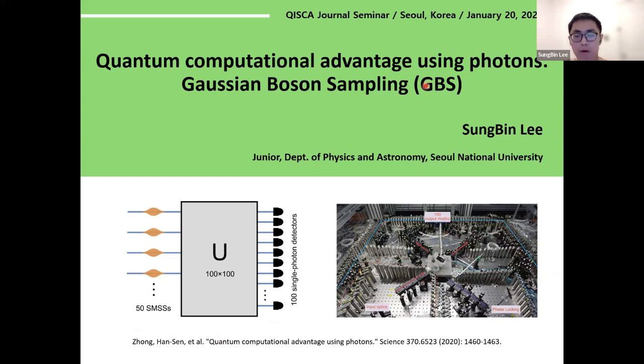It was performed by Professor Jianwei Pan's group at USTC, the University of Science and Technology of China. What they basically did is generate 50 squeezed state modes and feed them into a 100 by 100 unitary matrix interferometer, which is implemented by optical interferometers as given by these setups, and measure the outcome single photon states with these detectors on the edges. So I'll explain briefly what that exactly is.